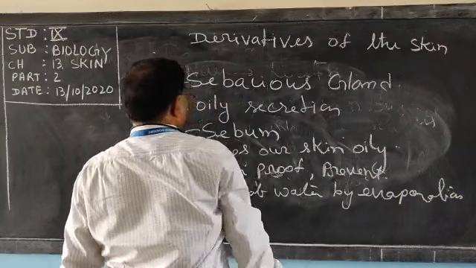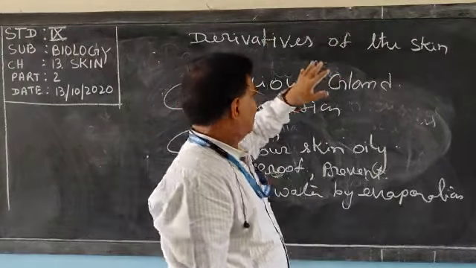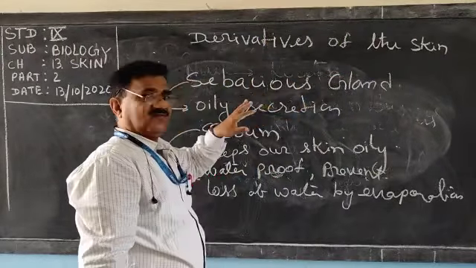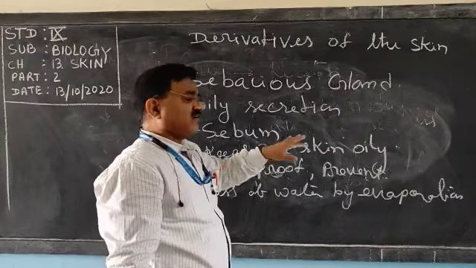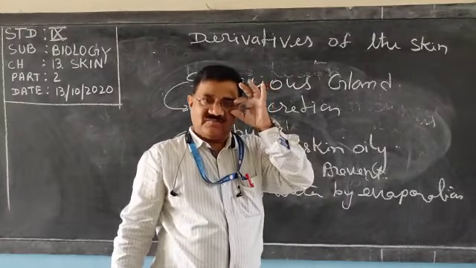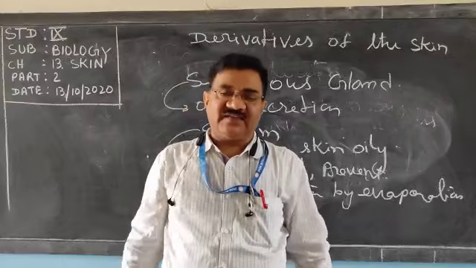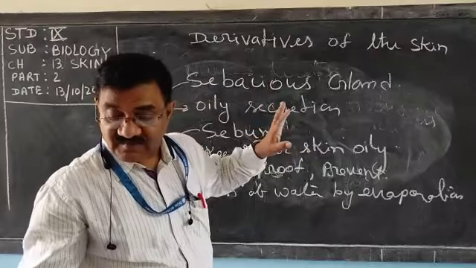Now try to understand. The sebaceous gland is a derivative of the skin, present in the dermis, opens into the hair follicle, sometimes outside also, and produces an oily secretion named sebum. The function of sebum is to keep our skin oily, make our skin waterproof, and prevent loss of water by evaporation, so our skin will remain moist. So the sebaceous gland is clear.